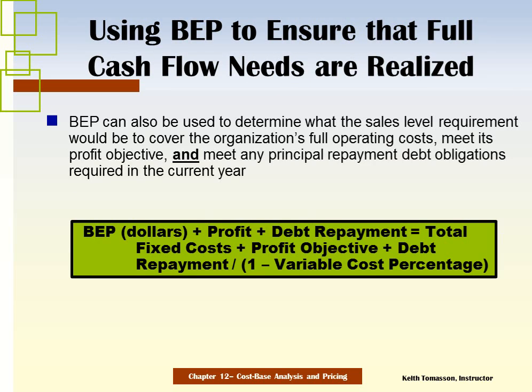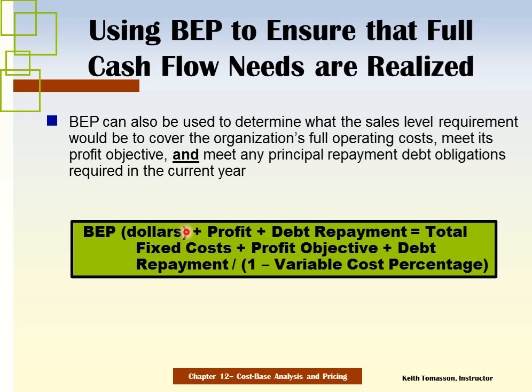We can also expand our break-even formula to determine what sales level is required to meet our full operating costs, as well as our profit objective, as well as make any principal repayment on any debt that's required. So we can also include the amount of principal payments on our debt, not interest, because that'll be used in the cost structure, but the principal payments can be included to expand our formula.